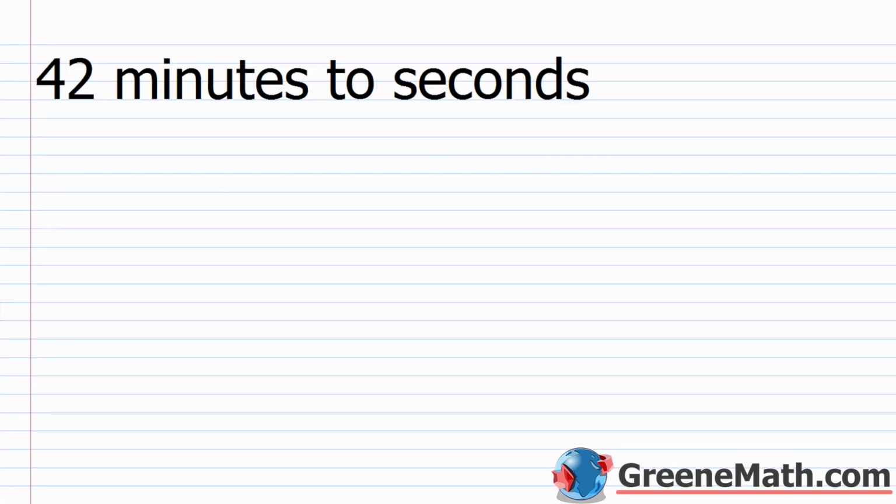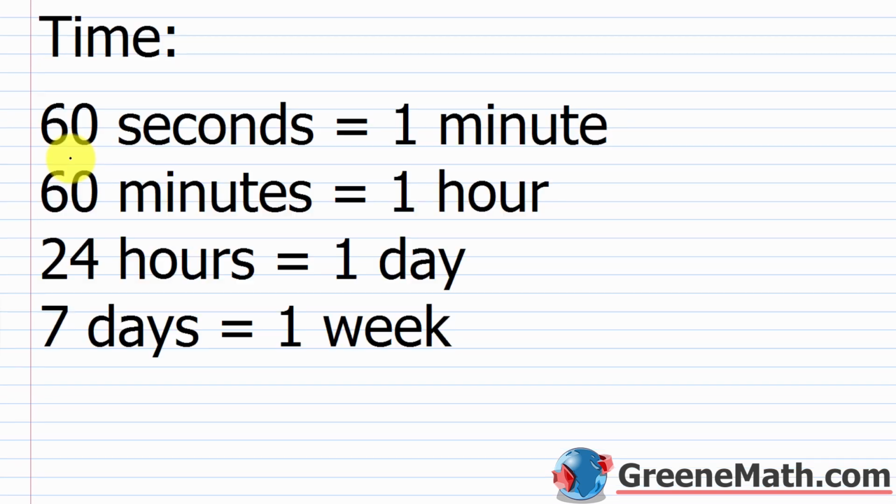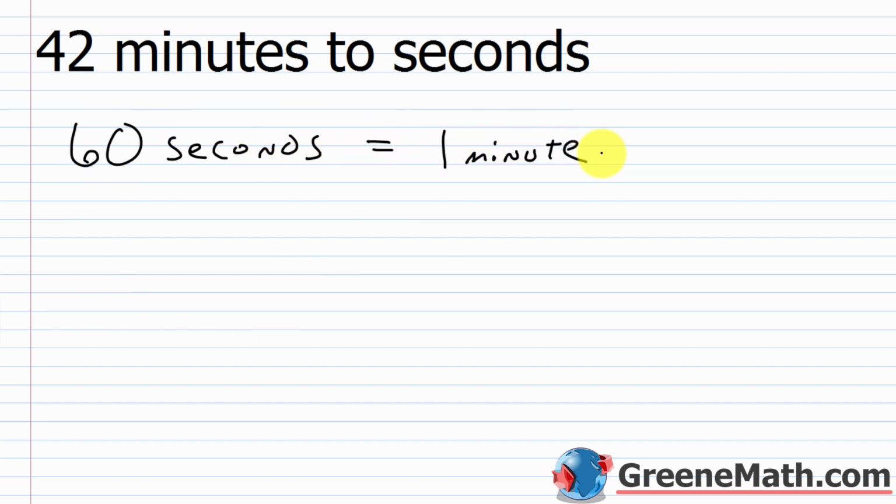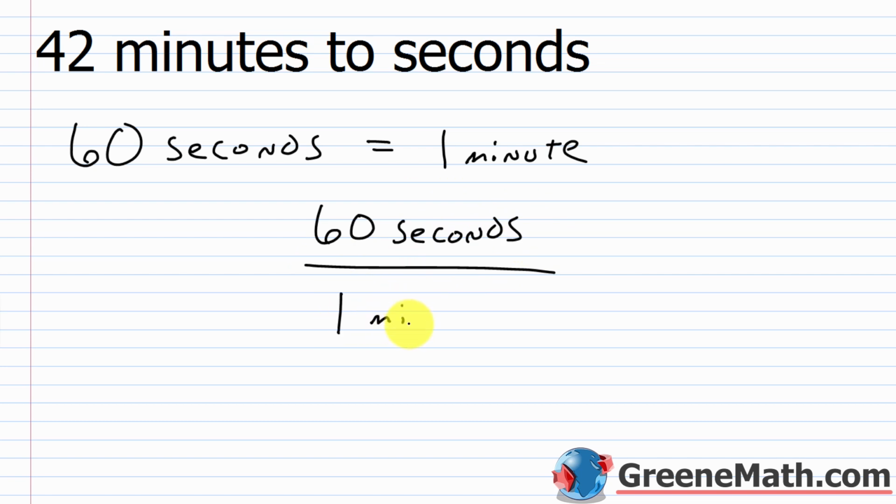All right, let's take a look at another one. We have 42 minutes to seconds. So what's the relationship between minutes and seconds? There are 60 seconds in 1 minute. So 60 seconds is equal to 1 minute. All right, so we want to end up with seconds. So when I set up the unit fraction, I'm going to put 60 seconds in the numerator, because that's what I want to end up with in terms of seconds. I'm going to put 1 minute in the denominator. I'm just going to multiply it by the starting value, which is 42 minutes.